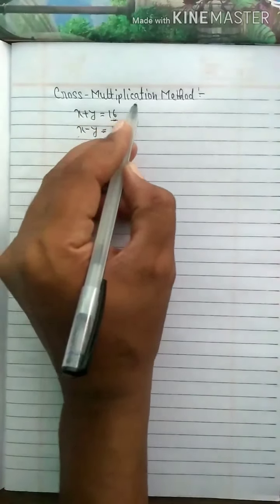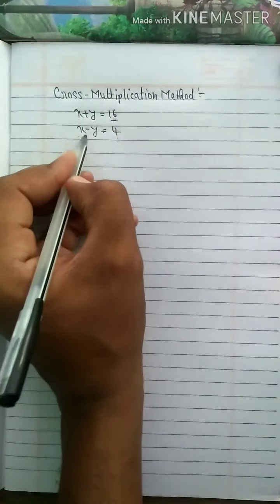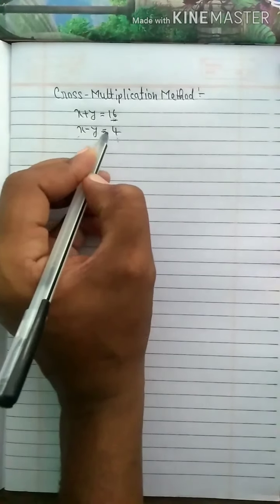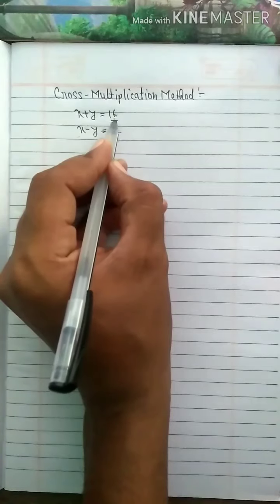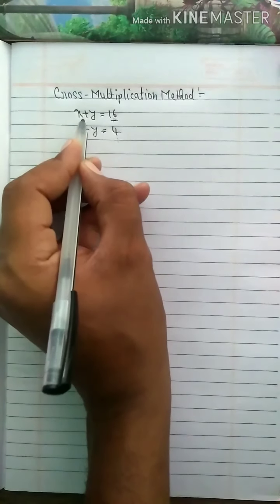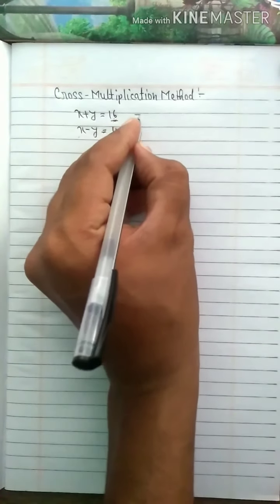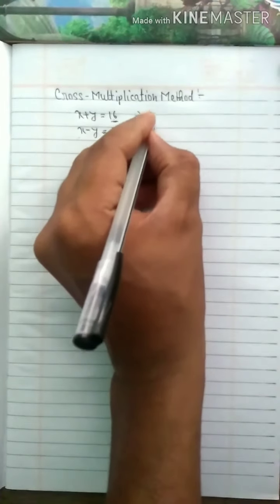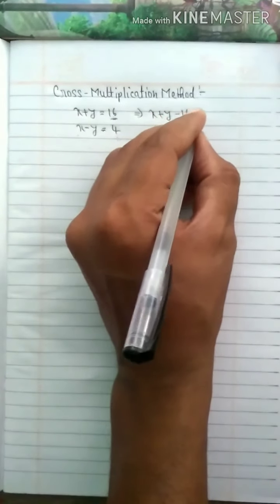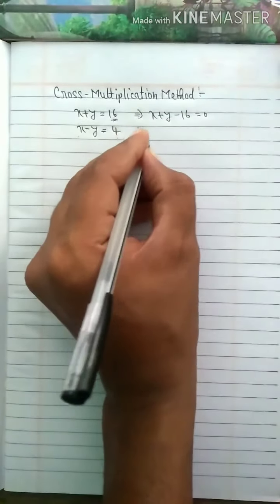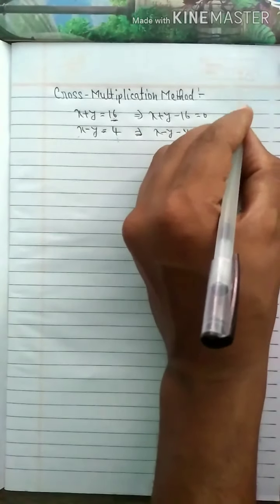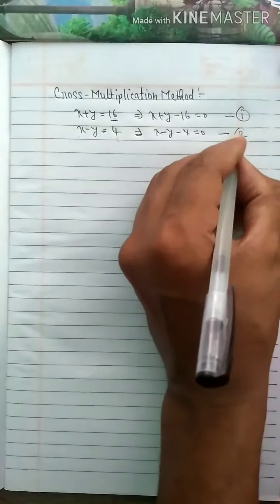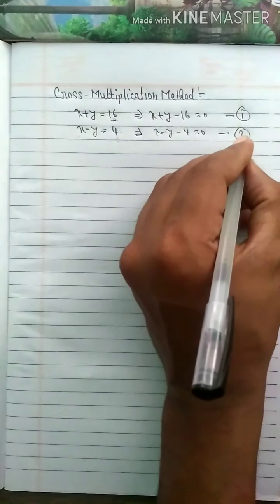Now see cross multiplication method. And now the same equation I have taken also here. In this method, if the constant term is given in RHS, firstly we will move it to LHS. And now we can write here x plus y minus 16 equal to 0 and here x minus y minus 4 equal to 0. And now give the equation number first and the equation number second.